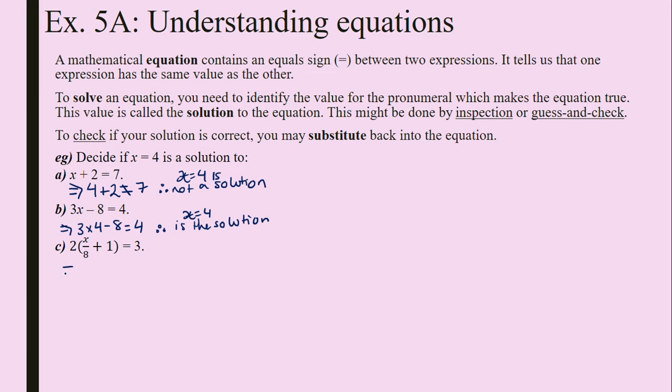Let's try one more. We have 2 times (4 over 8 plus 1) equals 3. Now we'll keep the 2 at the front and simplify first. 4/8 is the same as 1/2. Plus 1, we have 1.5. And 2 times 1.5 is 3. So again, x equals 4 is the solution here.